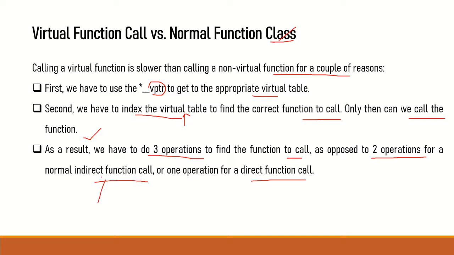Indirect function call means a normal function gets called by another function. In that case, 2 operations are required. For a direct call, when a function is called by its name directly, only 1 step is required. So compared to these, virtual functions require 1 extra step. You need to go to the virtual table using the bptr of the class, and you also need to do indexing. So this is the reason there is a suggestion to avoid making a function virtual whenever possible.